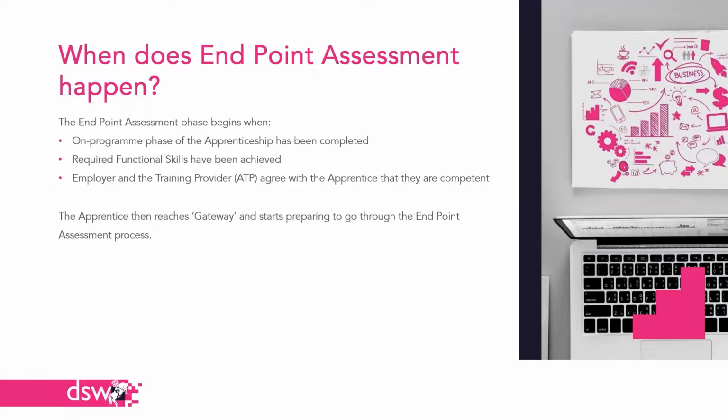When does endpoint assessment happen? Endpoint assessment begins when the on-programme phase has been completed, required functional skills have been achieved, and the employer and training provider agree that the apprentice is competent. This next stage is called Gateway, and it's when the apprentice begins preparing for the endpoint assessment process.